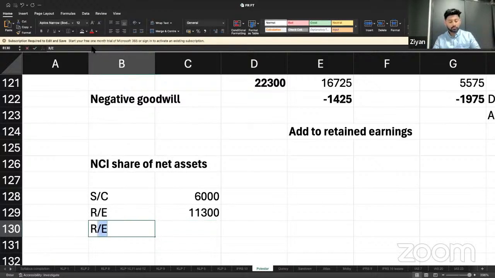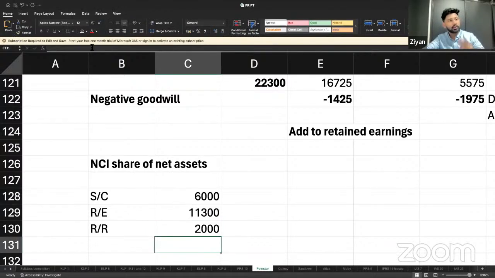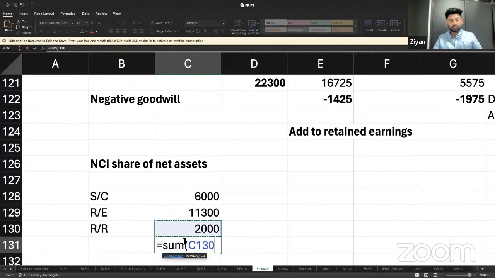Revaluation reserve was 2,000. You can always go, and I would advise you to always go and link it. Only when you link it, if you make any changes on top, it will be reflected. Okay, there you go. I've got my total.